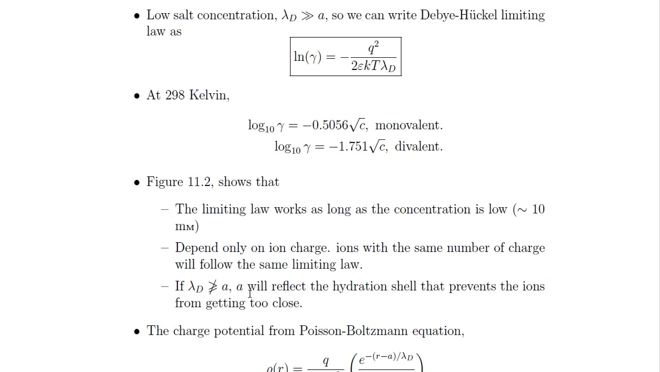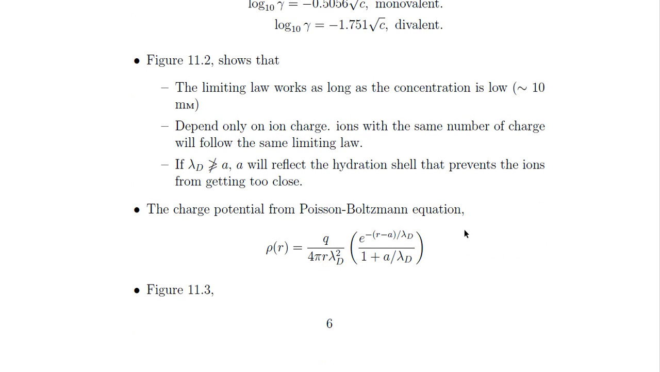If lambda D is not greater than a, the hydration shell will affect it and prevent the ions from getting too close. This is just like our Earth: we have an atmosphere, so before an asteroid hits the Earth, it will pass through our atmosphere. That atmosphere is just like this hydration shell.